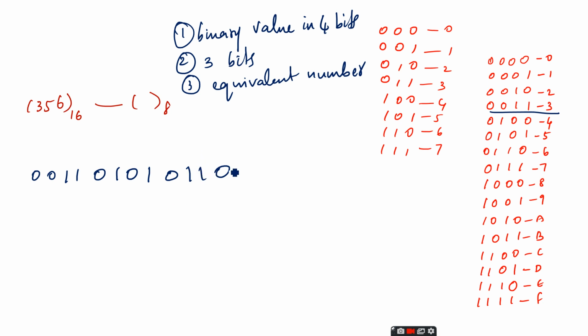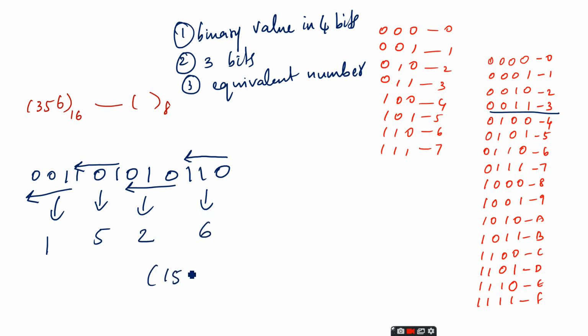After that, we have to group it in 3 because we want the octal representation. So we'll group it in 3 bits from back. So this is the first 3 bits. Now this is the second group of 3 bits. This is the third, and this is the fourth. After that, we have to write the value. 001, that is 1, 101, 5, 010, 2, 110, 6. So the answer is 1526 base 8. This is the answer.